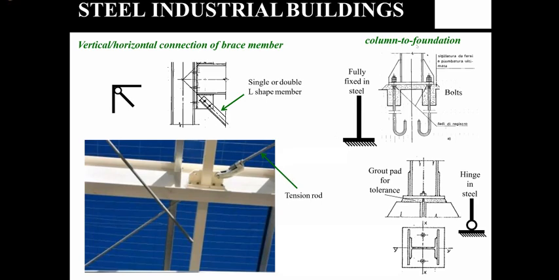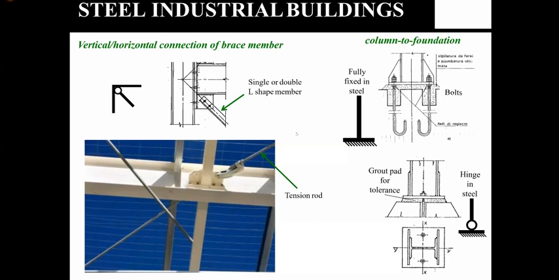The column to foundation connections can be either fully fixed connections by using an end plate with stiffeners and J bolts, and the base connections sometimes are pin connections as well. Which means you provide your bolts on the neutral axis so that you don't achieve any moment capacity, right?